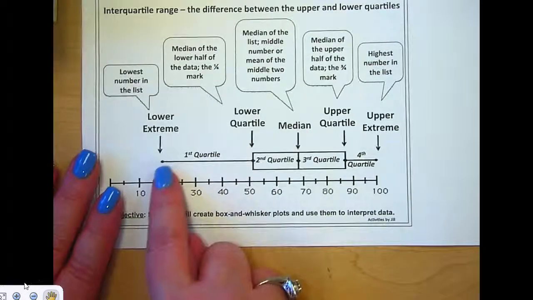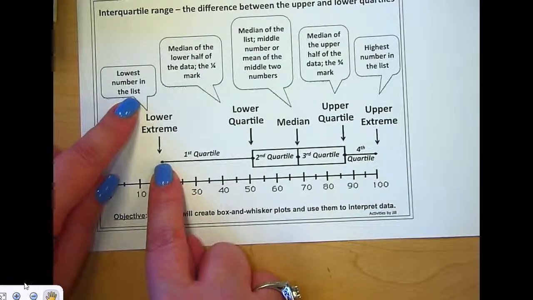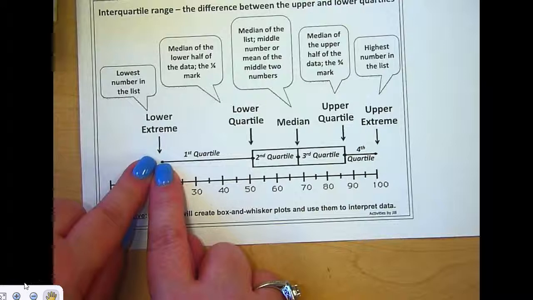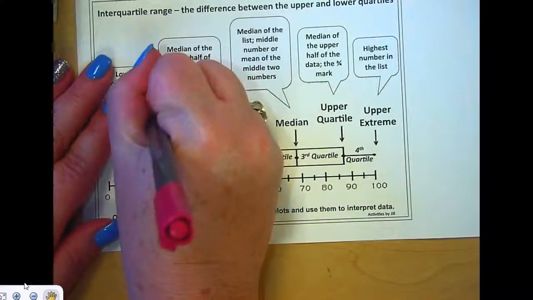So you can tell the lower extreme. That's the lowest number in the list. The lower extreme. We also could call that the minimum. Minimum means lowest, right? So you might see that called the minimum.